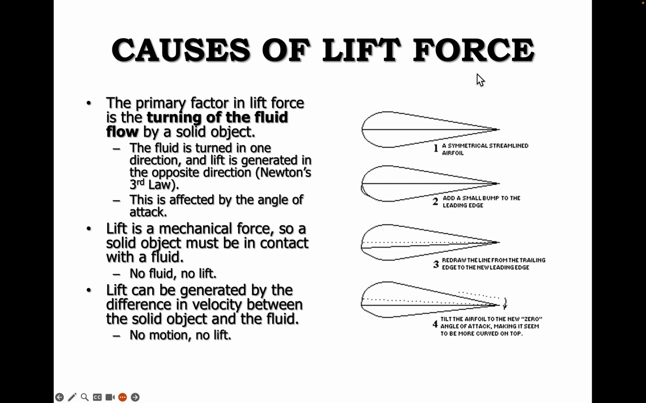All right, so let's take a look at the turning of the fluid flow by a solid object. Let's say we have a symmetrical streamlined airfoil. It's traveling from right to left. If we were to add a small bump to the leading edge, what this does is, if we draw a line from the back towards the new leading edge of the particular object moving through the fluid, this in turn will create a new leveling point for this object, allowing it to be more curved on top.